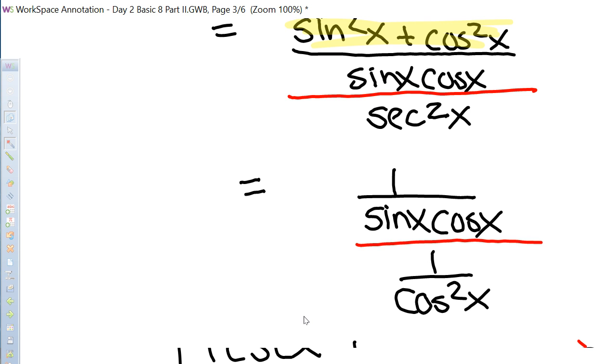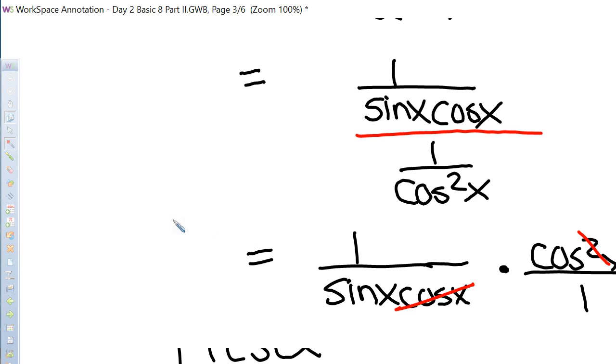So that leaves me with what for the top? Cosine of x, and what about in the denominator? Sine of x, and cosine of x over sine of x is equal to cotangent of x. It took us a while, but did we get it down to a single term? Yes, we got it down to a single term.